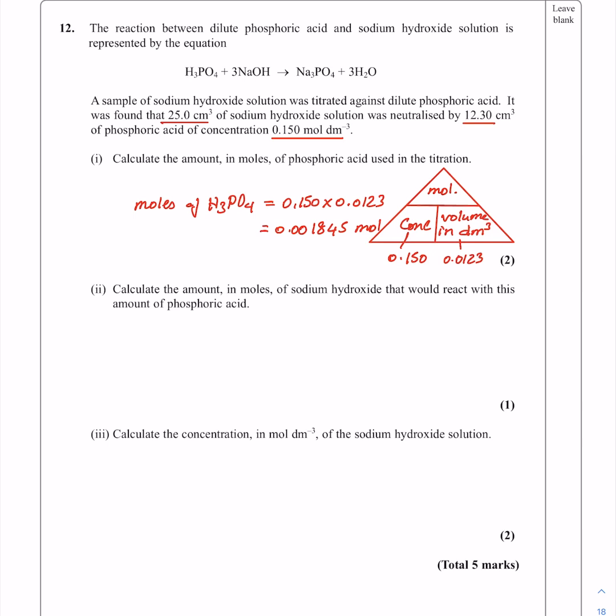What is the ratio between phosphoric acid and sodium hydroxide in the equation? It's 1 to 3, so the sodium hydroxide is 3 times the phosphoric acid. So we can say that the moles of sodium hydroxide is equal to 3 times the phosphoric acid, which is 0.001845, and that gives us 0.005535 moles. Next, calculate the concentration in moles per cubic decimeter of sodium hydroxide.